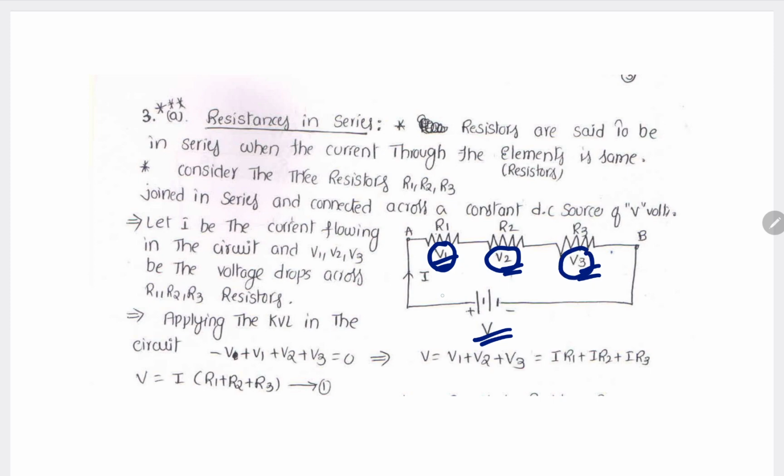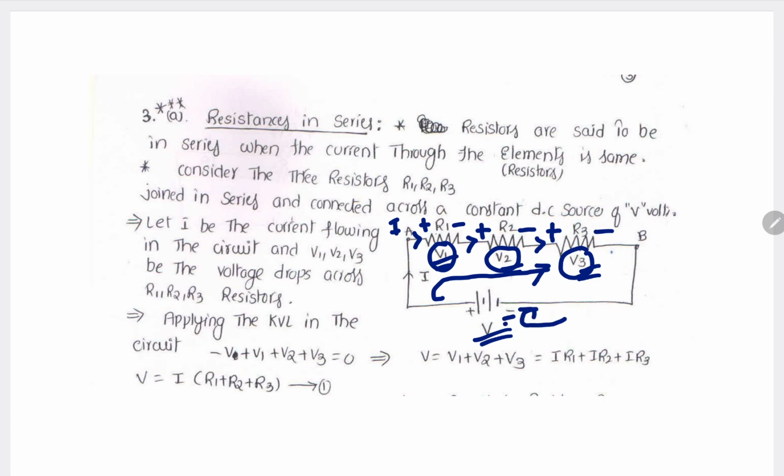So if I apply the KVL, again I am telling how to apply the KVL. It is very important. The terminal where current is entering, I am assuming is positive, and the leaving terminal is negative. Here again current is entering at R3 left hand side, this is positive and this is negative. So I am applying KVL in this manner.